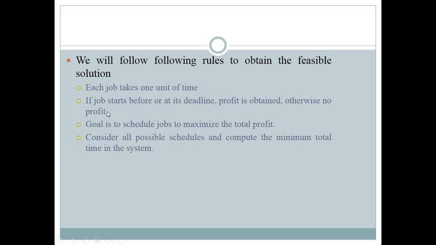Now our goal is to schedule jobs to maximize the total profit. We have to schedule jobs with their deadline timing and their profit so that we can get maximum total profit from it. Consider all possible schedules and complete in minimum total time in the system. So our minimum total time and maximum profit, that is our goal.